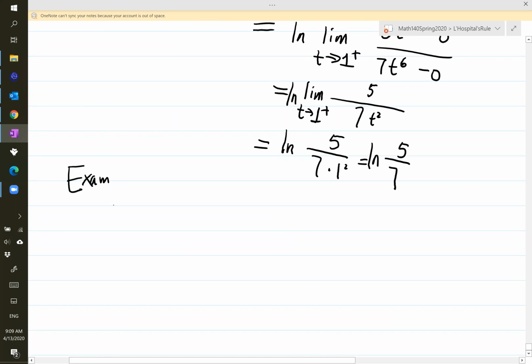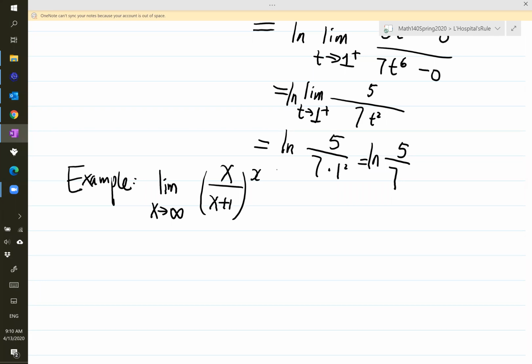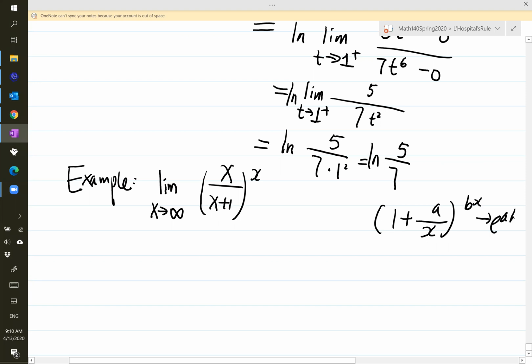For example, as x approaches infinity, the limit of x over x plus 1 to the power x. We can apply L'Hopital's rule. We take ln. We can also use this: a to the power bx approaches e to the ab as x approaches plus or minus infinity. So we can write it in this form.